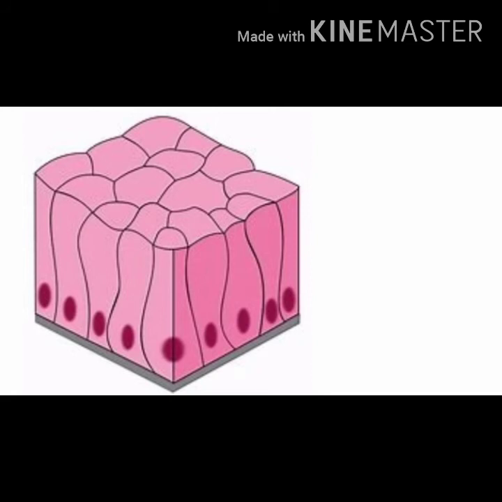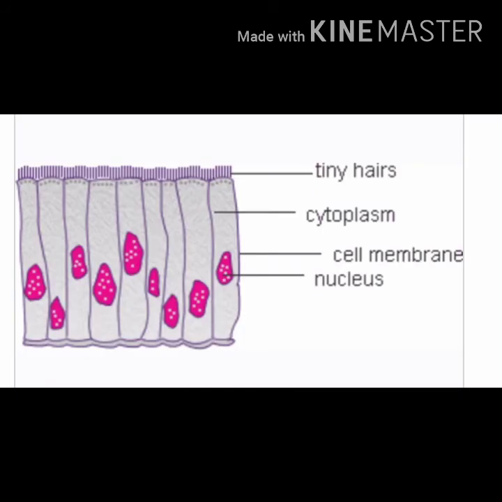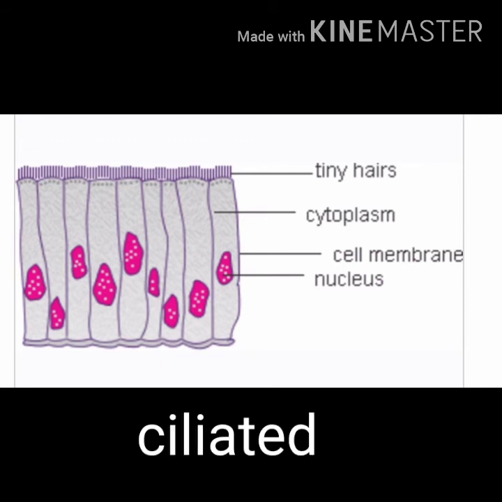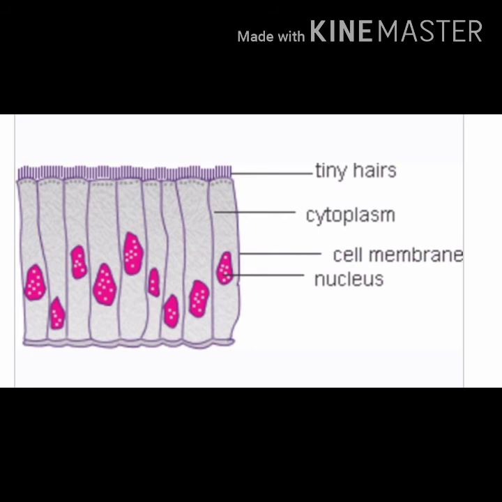Then the next type of epithelium is the ciliated epithelium. Here the cells are the same as those of the columnar epithelium, but we can see cilia, which are small hair-like growths at the free ends of the cells. These are thin projections that can move. Its main location is the oviduct. Oviduct is the fallopian tube present in the female reproductive system.